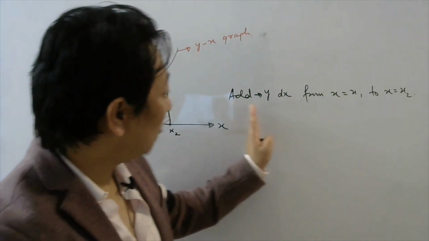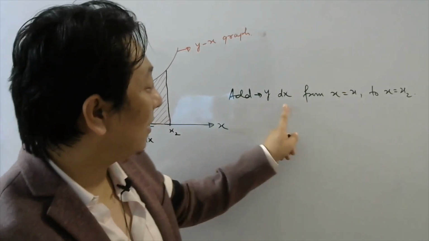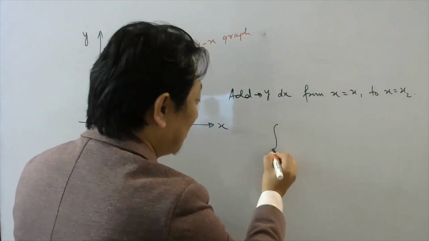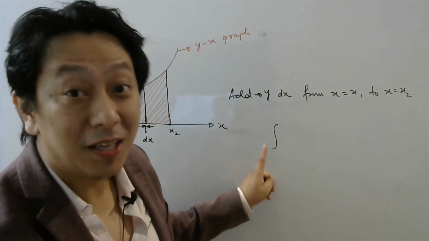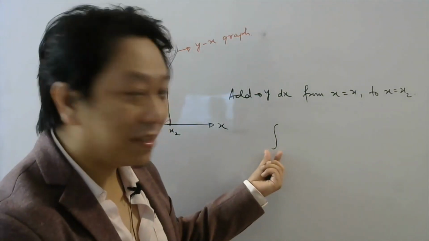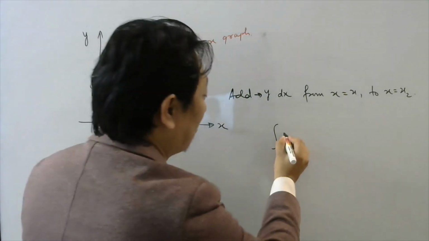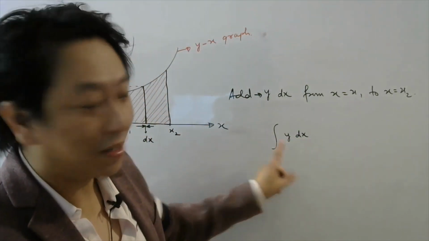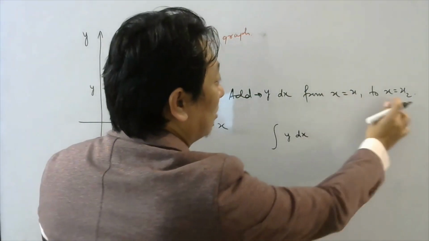Now, mathematically we write this, adding y dx from x1 to x2, using this symbol, which is the symbol for integral. So basically this is saying add. What do we have to add? y dx. Remember, y is the function. From where to where? x1 to x2.